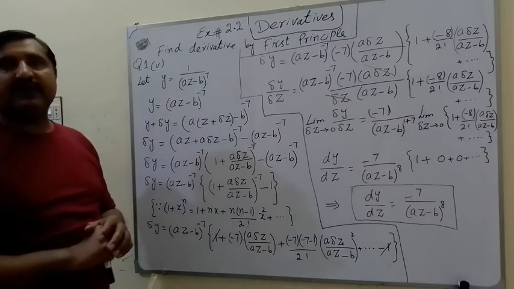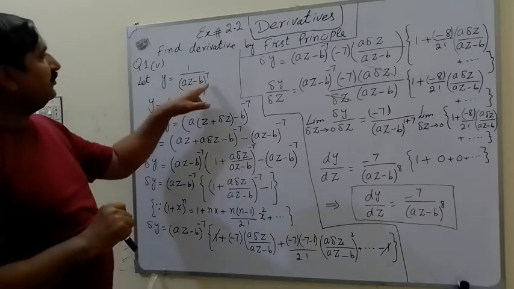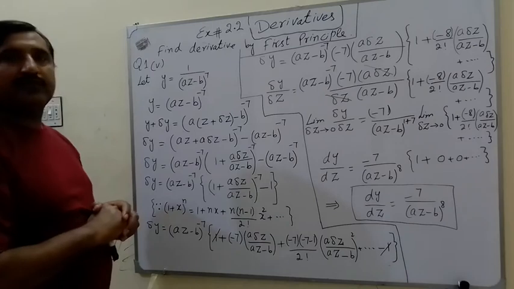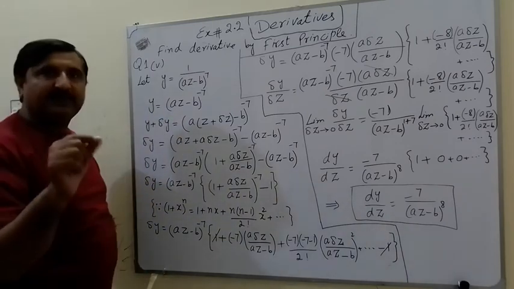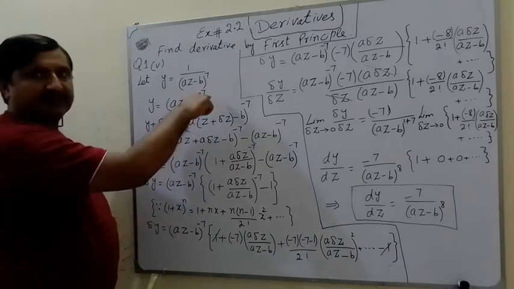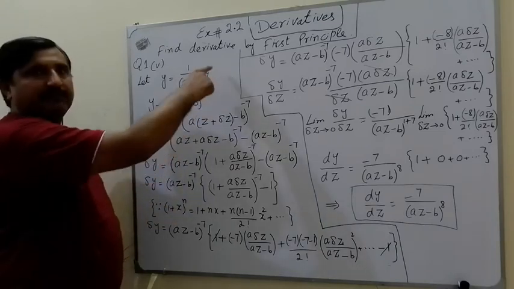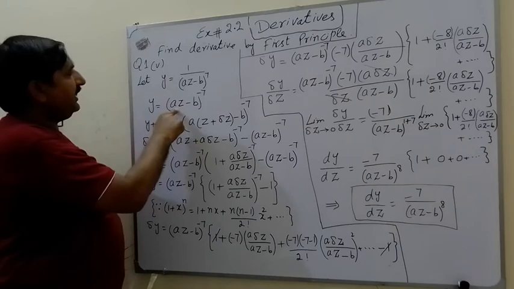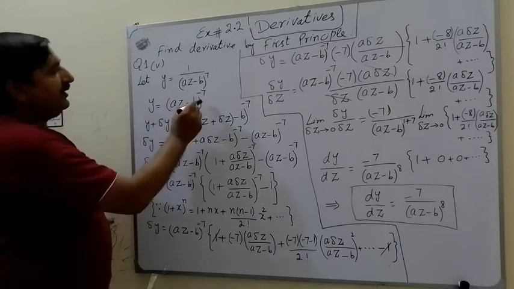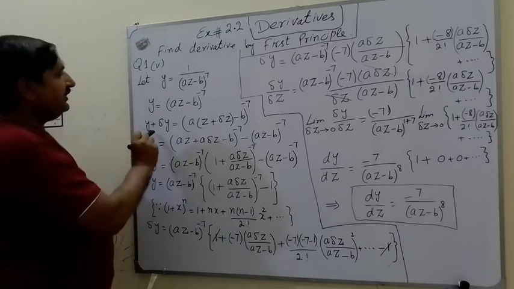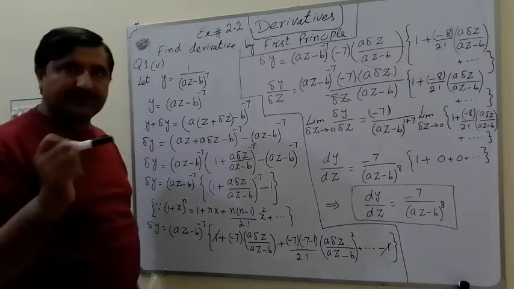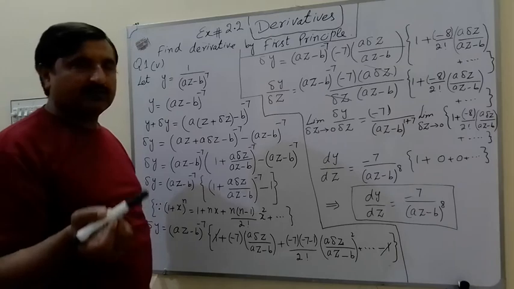to power 7. First of all, we move this denominator to the numerator, and whenever we move any denominator to the numerator, its power becomes negative if it is positive, right? If it is negative, then it becomes positive. So y is equal to (az minus b) raised to power minus 7. It becomes minus 7.